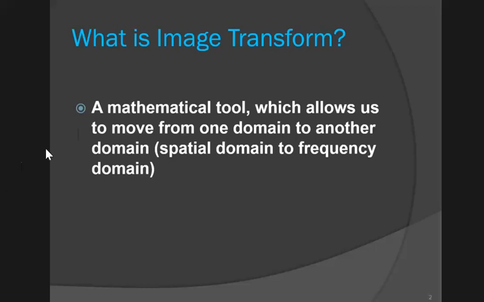So what is this image transform? It is a mathematical tool which allows us to move from one domain to another domain. More specifically, we'll move from the spatial domain to the frequency domain. And if you consider some other signal, a normal signal, you will transform from the time domain to the frequency domain. So remember, an image transform is a mathematical tool which allows us to move from one domain to another.